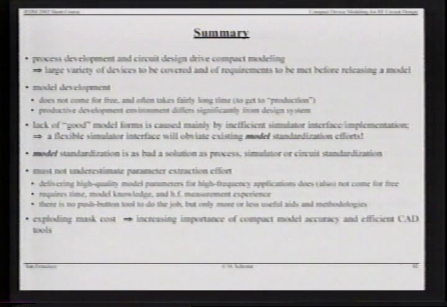A note to the foundries: don't underestimate model parameter extraction. There is no push button tool for model parameters. You can't have monkeys pushing buttons on those tools. You really need engineers with brains doing a model parameter extraction and finding out what's wrong in their measurements or designs. And finally, go back to the cost of the increasing and exploding mask cost.